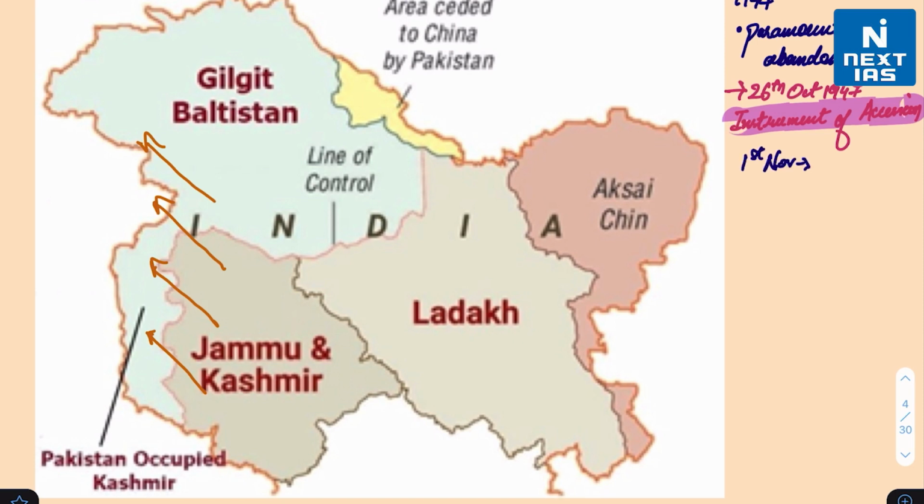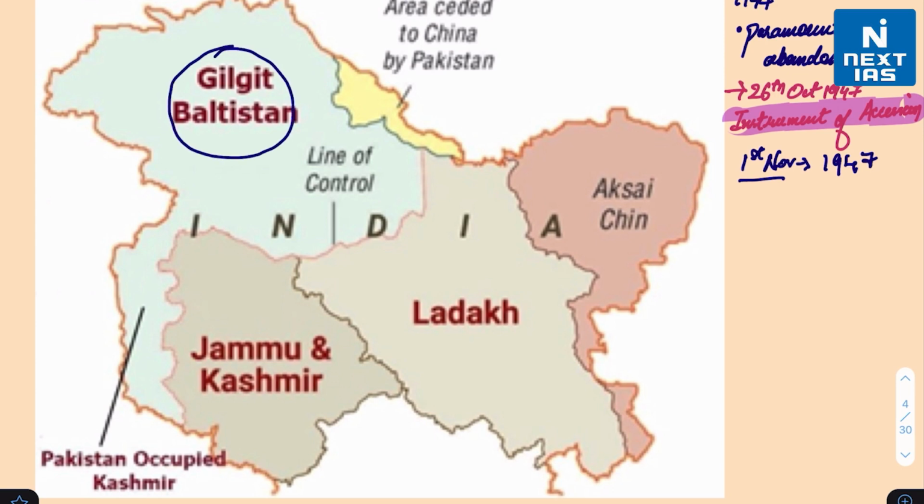Now, cut to 1st November 1947. The political outfit known as the Revolutionary Council of Gilgit Baltistan, or better said the Gilgit Scouts, proclaimed the independent state of Gilgit Baltistan, and on 15th November 1947, they declared it to be acceding to Pakistan.